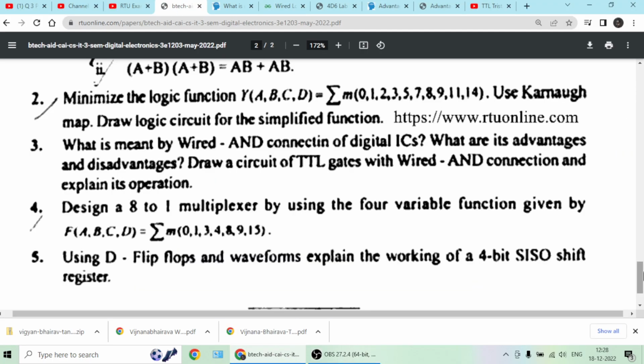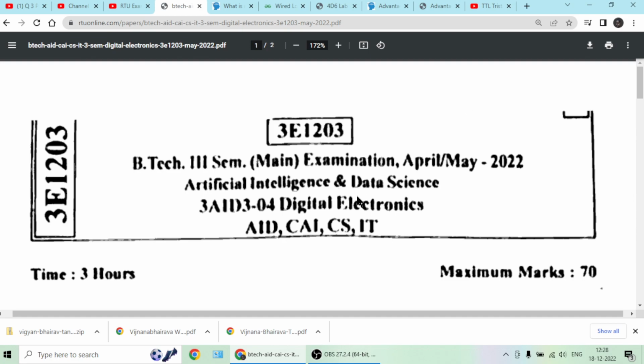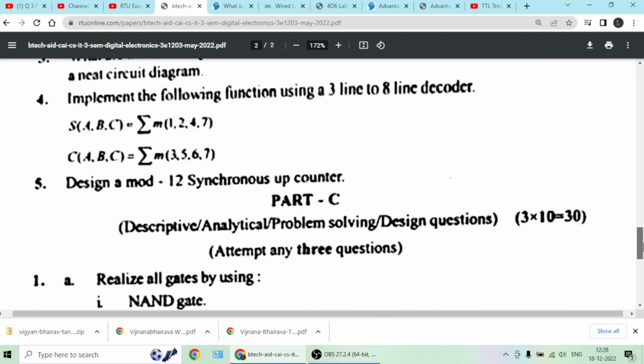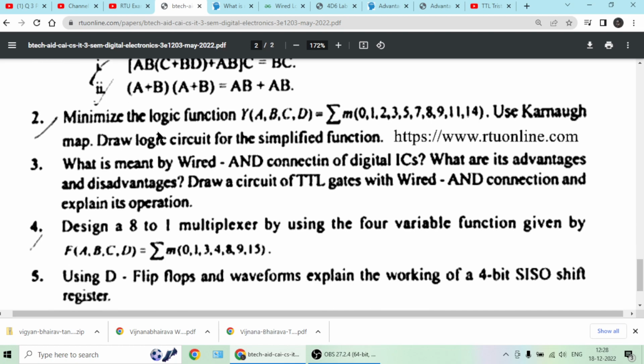Hello, we are discussing Rajasthan Technical University's question paper for the digital electronics subject that came in various different branches in April 2022. We have reached part C, and in part C we are answering question 3, where the wired AND connection of digital ICs is asked, along with advantages and disadvantages. Then TTL gates with wired AND connection, so explain its operation.